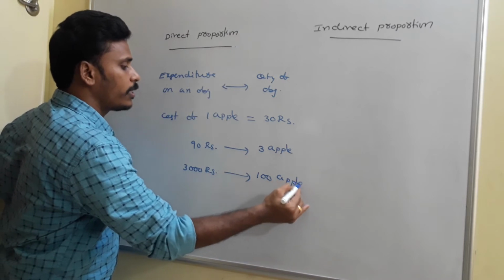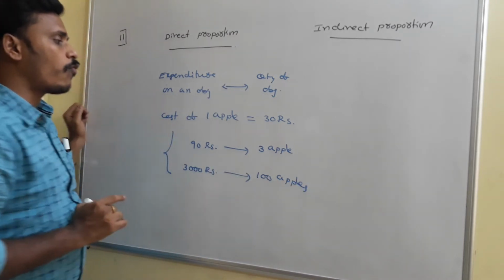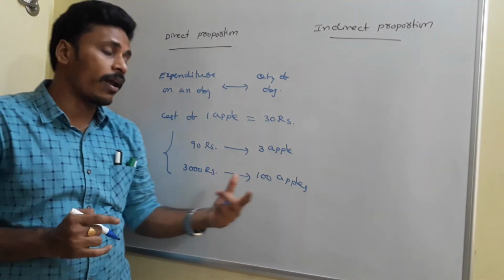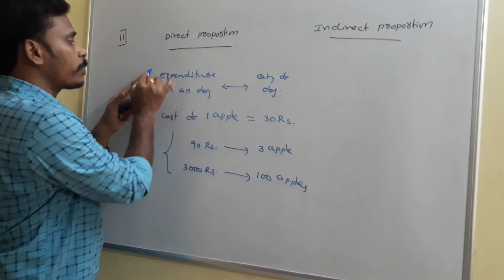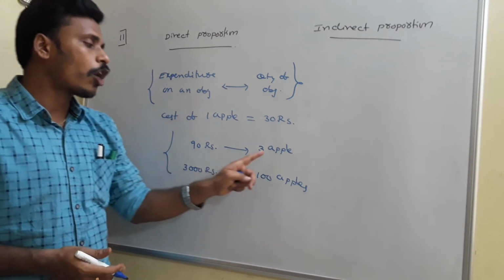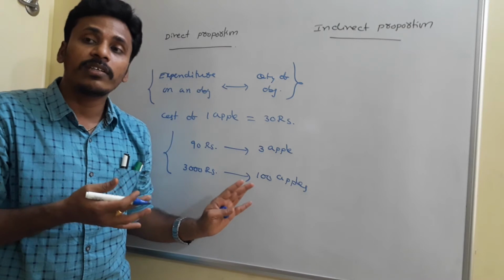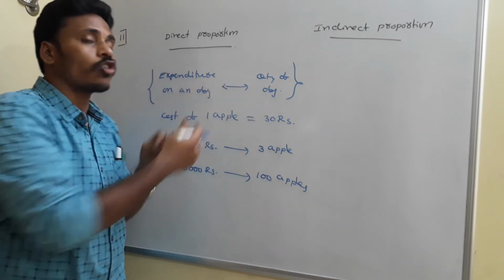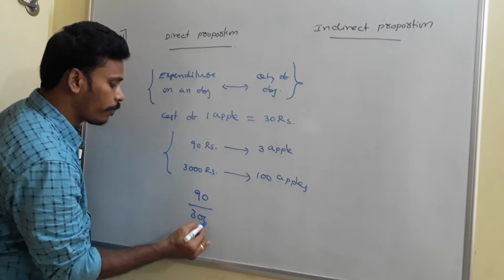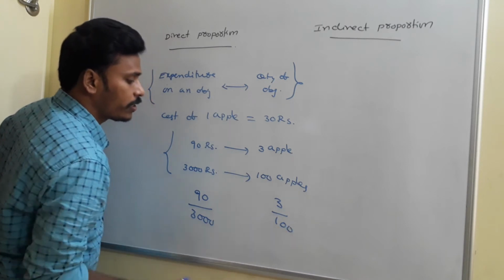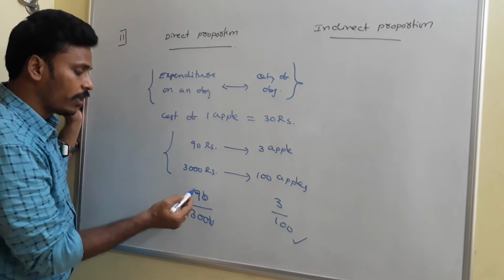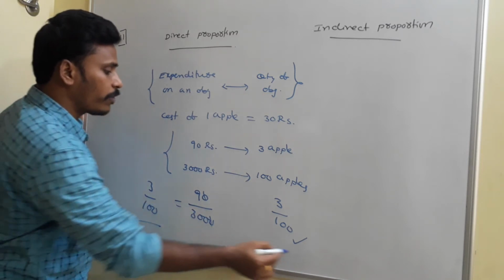If I spend 3000 rupees on apples, since the cost of one apple is 30 rupees, I will get 100 apples. Is it right? It is basically the unitary method. Since the cost of one apple is 30 rupees, the cost of 3 apples is 90 rupees, and the cost of 100 apples is 3000 rupees. Since the expenditure on an object and the quantity of the object are directly proportional, if I raise the amount, automatically the quantity also rises. Then we say those two values are in direct proportion. If you write 90 by 3000, as well as 3 by 100, see, 3 by 100 is in the simplest form, but if you simplify 90 by 3000, the zeros get cancelled and the 3s cancel, and again you get the same 3 by 100.